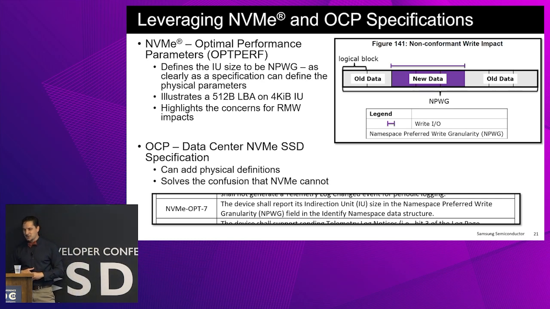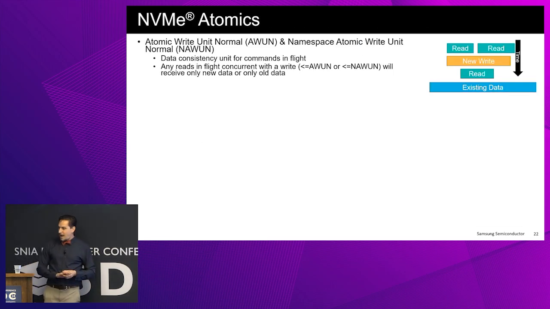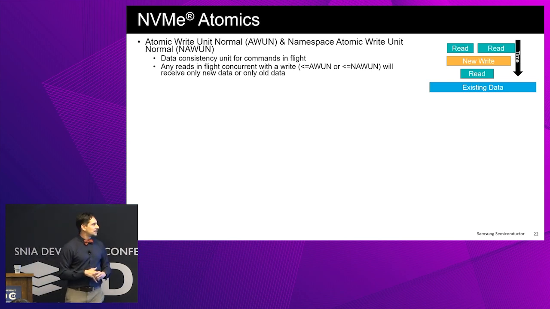They took and closed that gap that NVMe couldn't quite do, right? So they said, set this equal to your indirection unit. I like that, and I think it should be propagated. Add in that NVMe has atomics parameters. Here I'm highlighting the atomic write unit normal and the namespace atomic write unit normal. For the purposes of this discussion, they're the same.